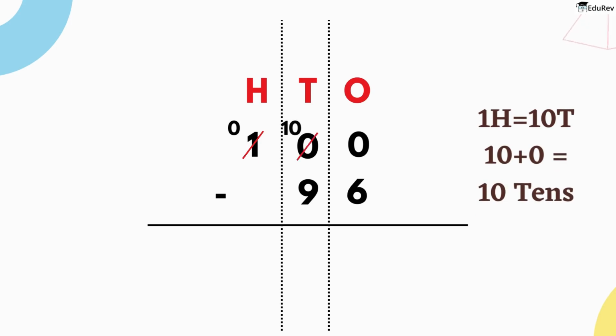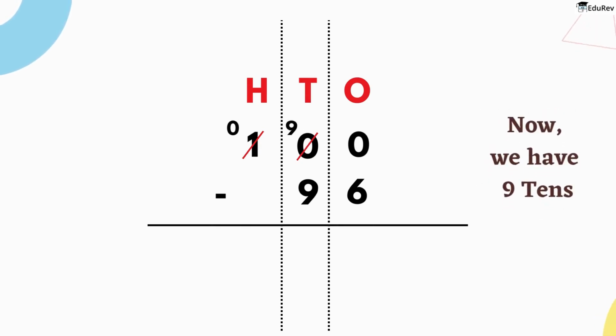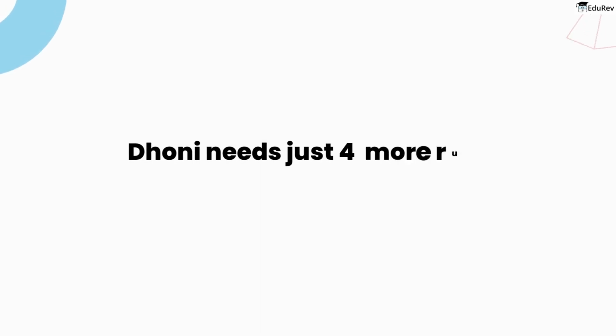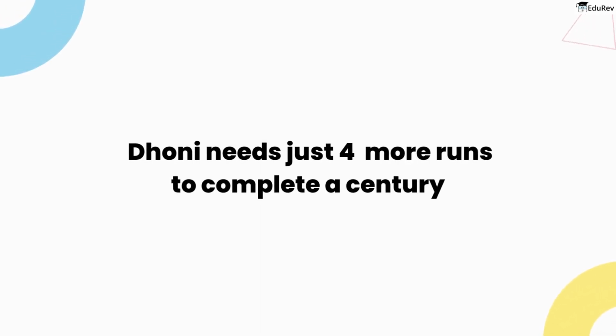Now, the ones place borrows from the tens place. Take 1 from 10. It becomes 9 in tens place. And the ones place becomes 10. So, 10 minus 6 is equal to 4. In tens column, 9 minus 9 is 0. And in hundreds column, we have 0. So, the final answer is 4. Dhoni needs just 4 more runs to complete a century.